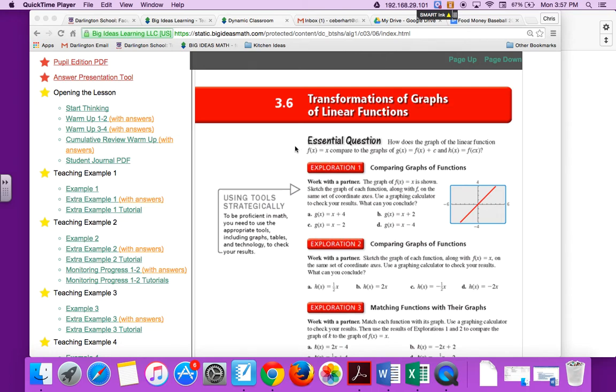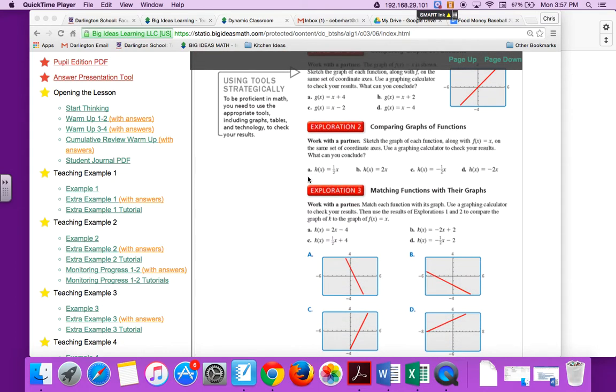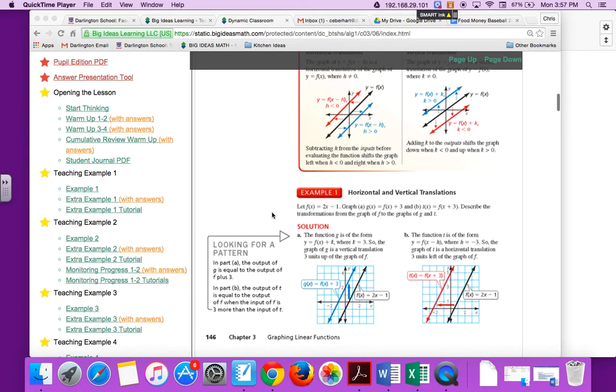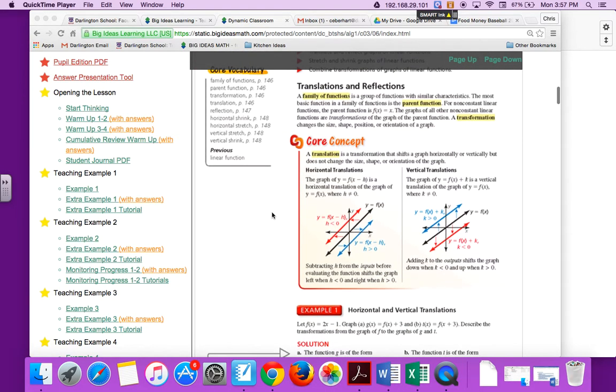All right, so this entire section is all about transformations of graphs of linear functions. All we're really talking about is how the linear function is moving. We're going to go through some of the ways that it's going to move, some of the patterns, and explain a little bit about why. I'm just giving you all a heads up. So the first thing I want to look at is some of these concepts.